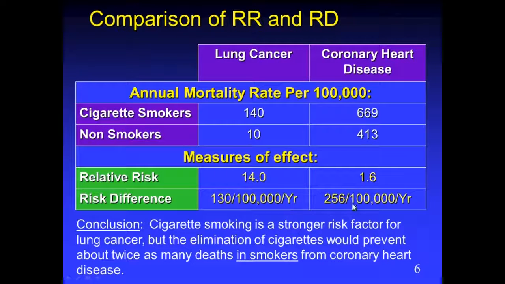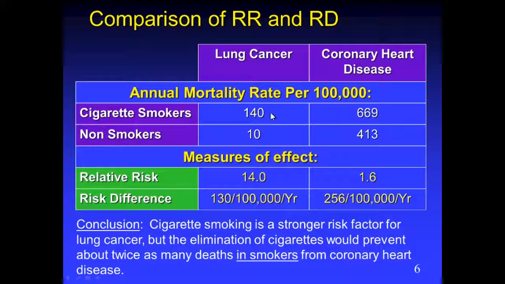Okay, so let's talk about the differences between the relative risk and the risk difference. For this purpose I'm using smoking data, and we're going to look at lung cancer and coronary heart disease, both of which of course are caused by smoking. So we have a population of smokers and non-smokers, and so we can look at the mortality rates for both lung cancer and coronary heart disease.